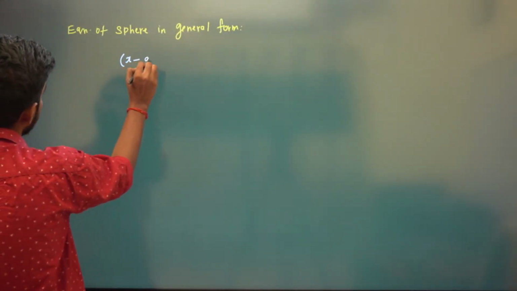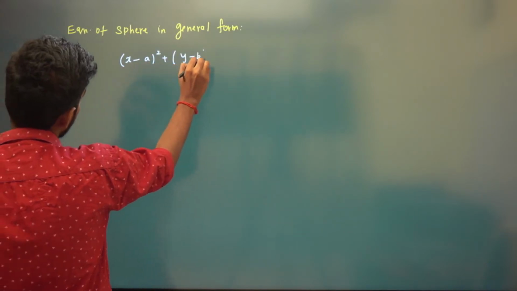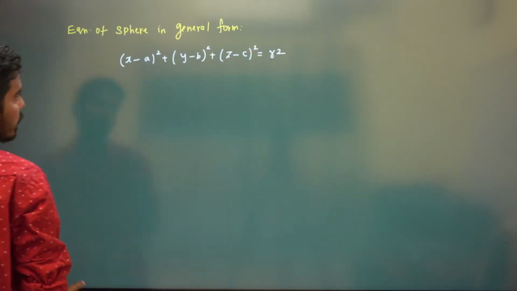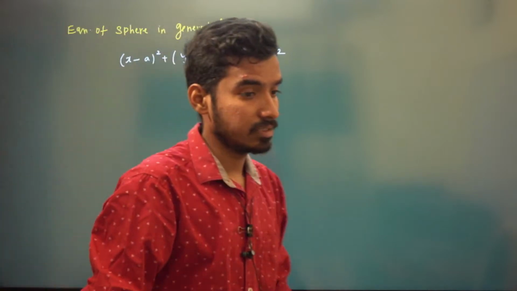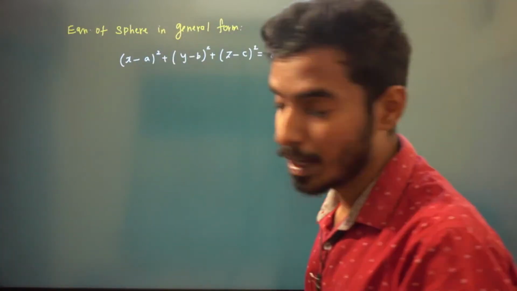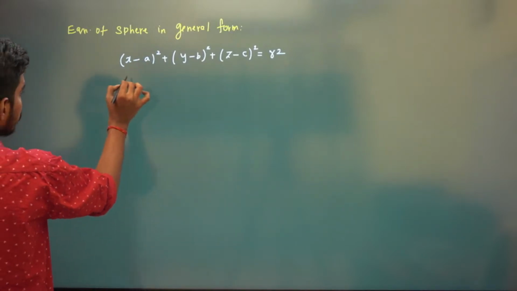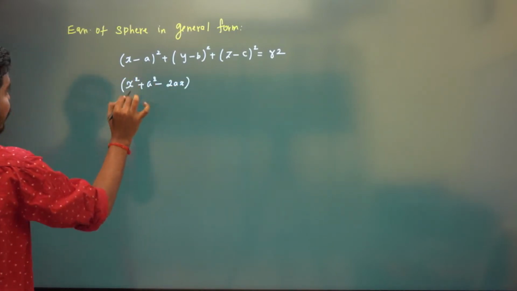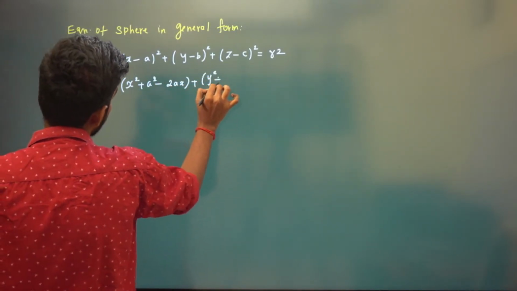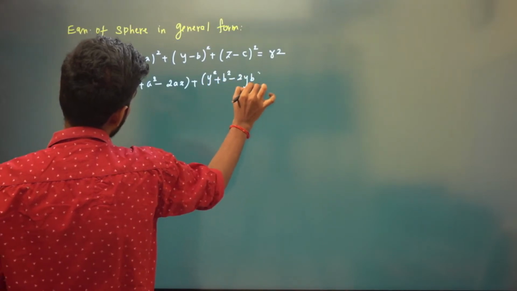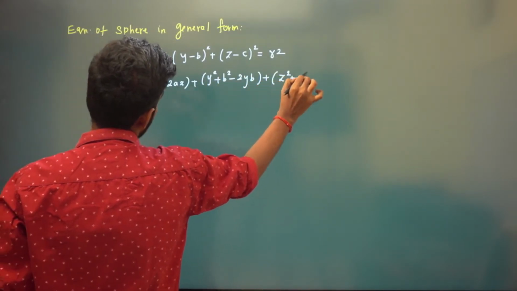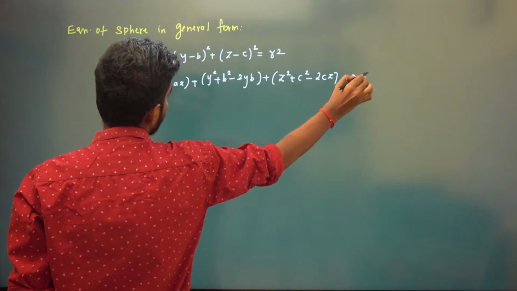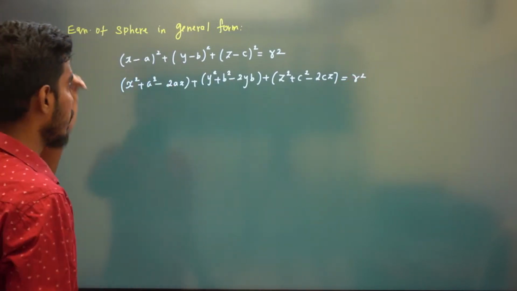In central form, it is (x − a)² + (y − b)² + (z − c)² = r², right? Where (a, b, c) is the center and r is the radius. Now let us expand this. So we will have x² + a² − 2ax, expanding using the (a − b)² formula, then y² + b² − 2yb, plus z² + c² − 2cz, is equal to r².